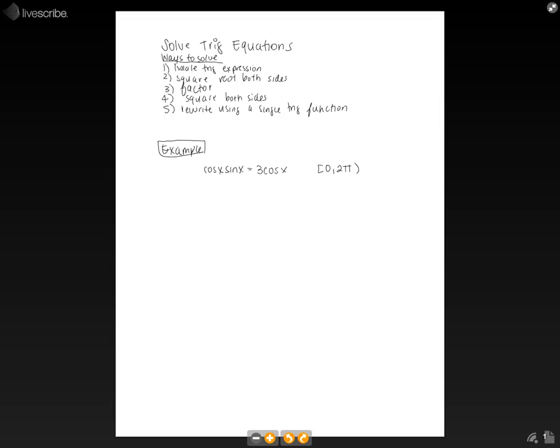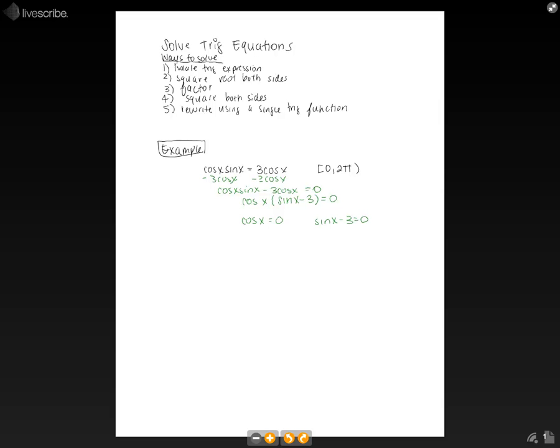To do that, I'll need to subtract 3 cosine x from both sides to get cosine x sine x minus 3 cosine x is equal to 0. So I'm going to factor a cosine x out of both terms. I'll be left with sine x minus 3 is equal to 0. When I set both parts equal to 0, I only have one trig function that I need to solve for. So I'm done and I can go ahead and solve.